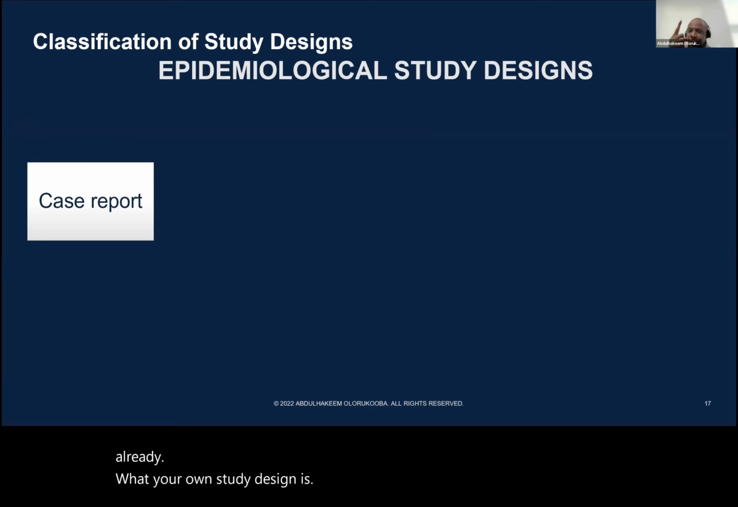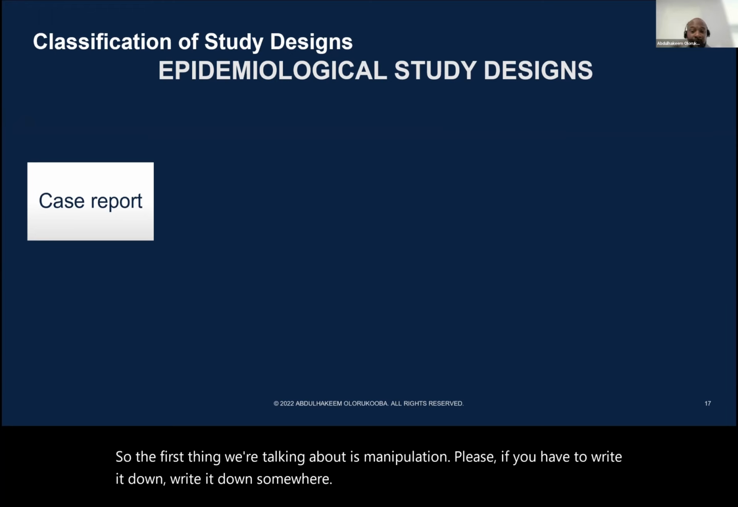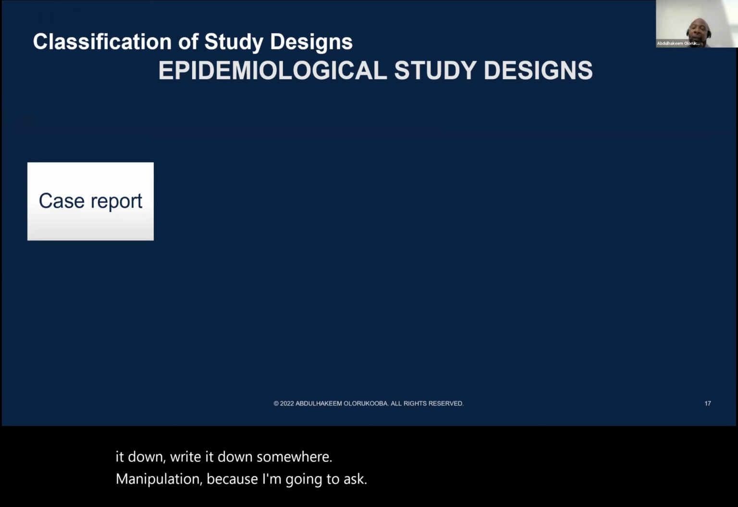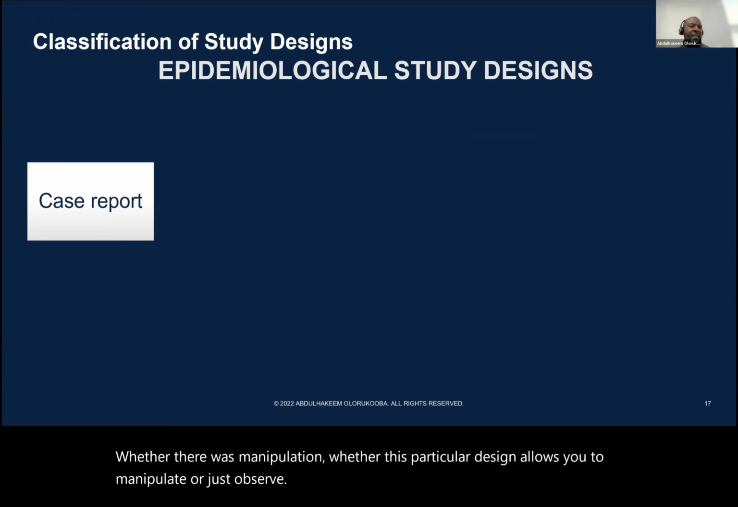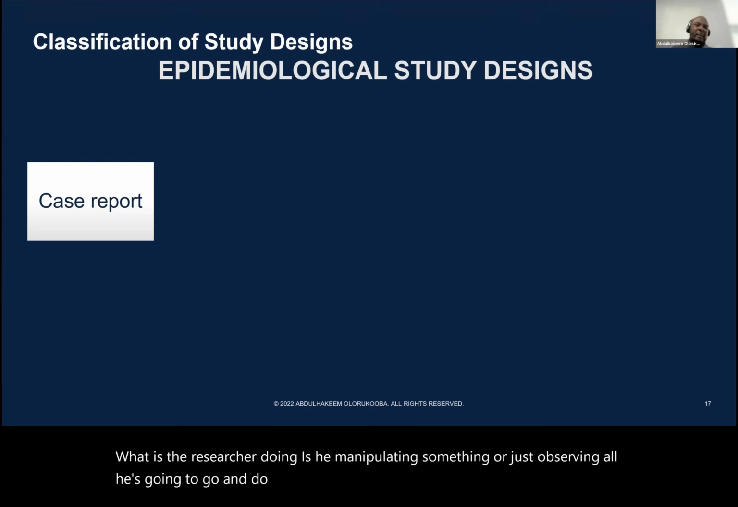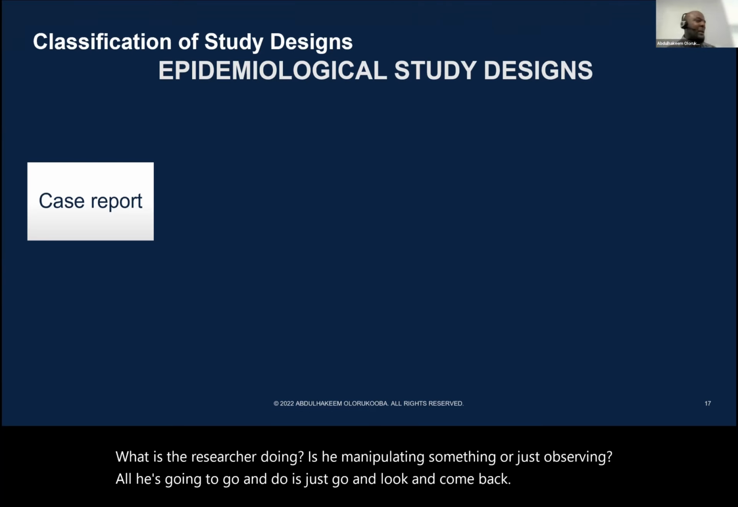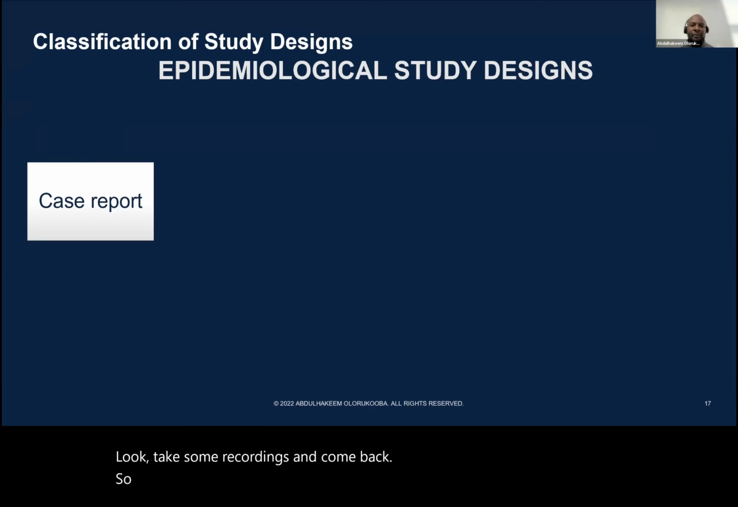So the first thing we'll be talking about is manipulation. Please, if you have to write it down somewhere, because I'm going to ask whether there was manipulation, whether this particular design allows you to manipulate or just observe. What is the researcher doing? Is he manipulating something or just observing? All he's going to go and do is just to go and look, take some recordings and come back.